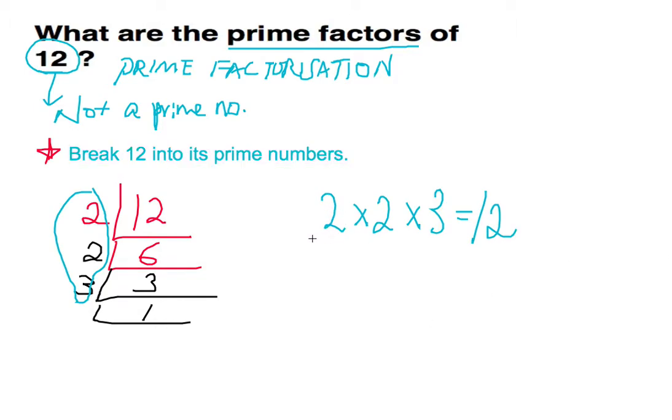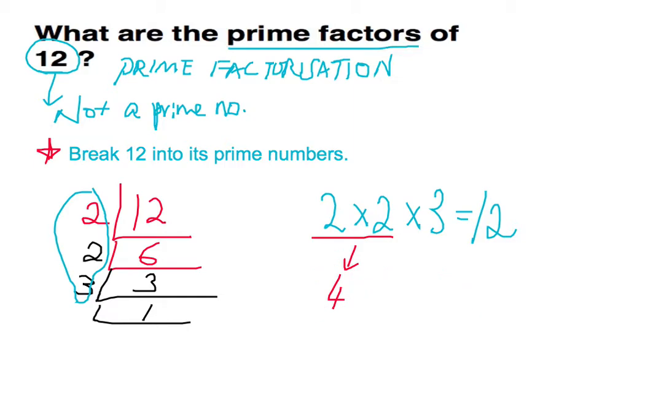And then 2 times 2, this is one mistake that some students would make: they will write it as 4 times 3, not realizing the objective of the question is that they want prime factors. 4 is not prime, so we do not do it like that.